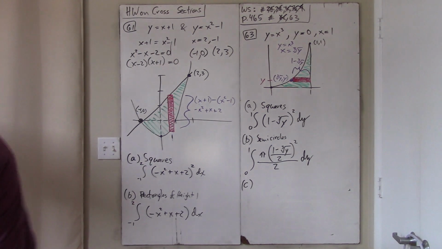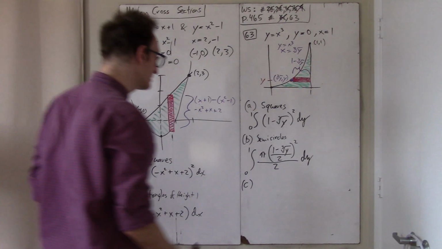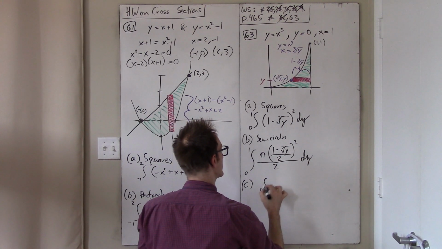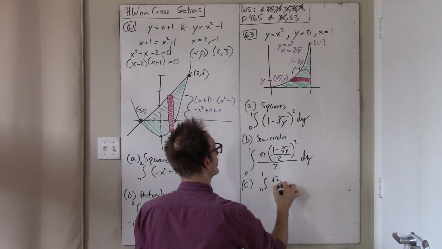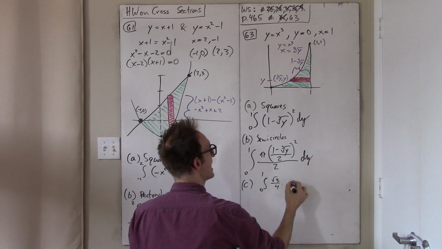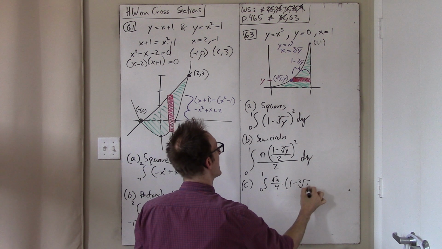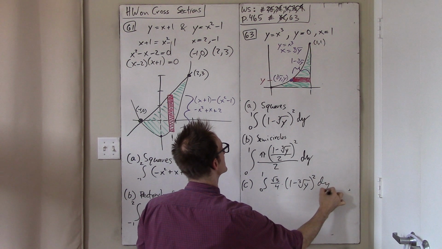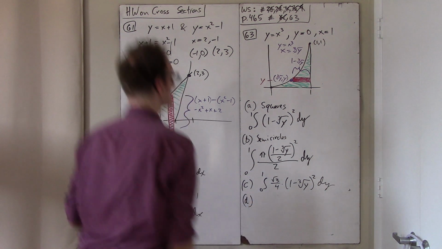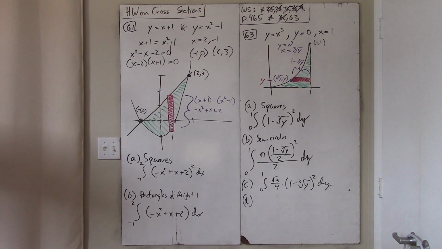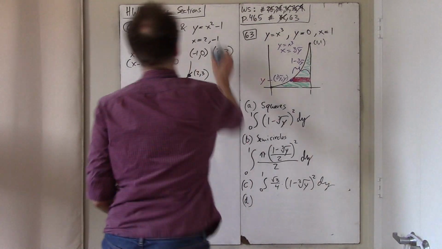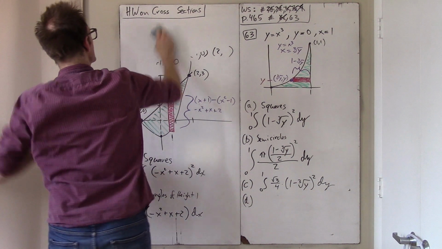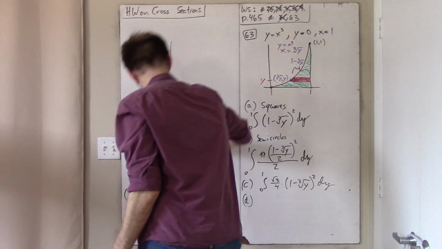C says, what if they're equilateral triangles? Okay, well that's just going to be the integral from 0 to 1 of root 3 over 4 times (1 minus cube root y) squared dy. We kind of did this one already. Part D I think is quite hard though. Part D says, what if they are semi-ellipses whose heights are twice the length of their bases? Oh man. Semi-ellipses whose heights are twice the length of their bases.